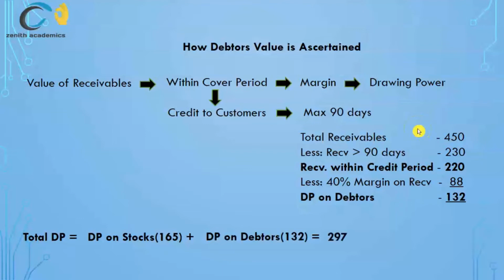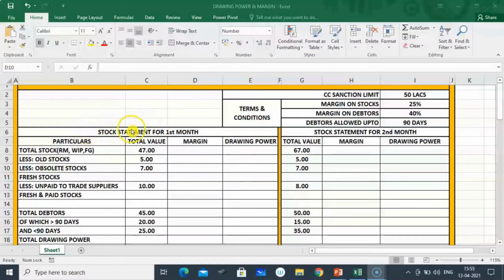Now let's understand the concept of CC limit, the margin, and the drawing power through an Excel sheet. Now please have a look at the stock statement for the first month and the second month.